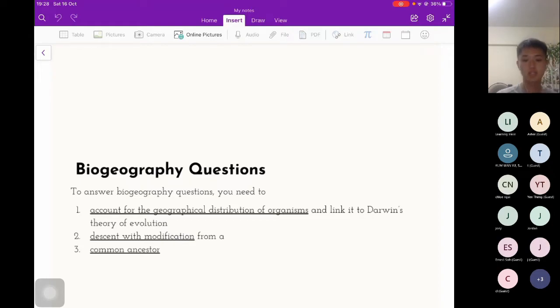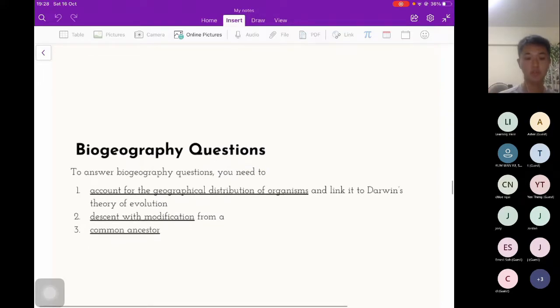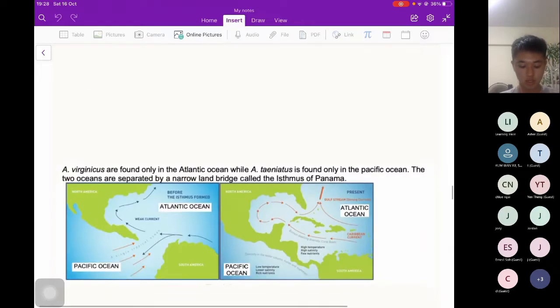Okay, again you can see that it's the same thing as before, right? We talk about descent with modification. We talk about common ancestors. Just that now we're talking about biogeography. We're adding another aspect to our answers. Okay.